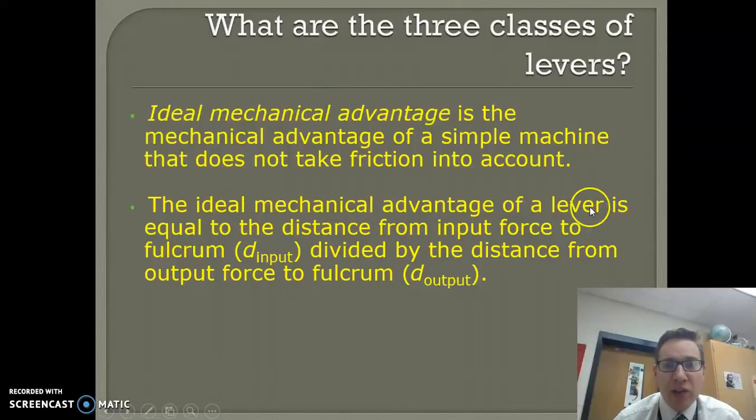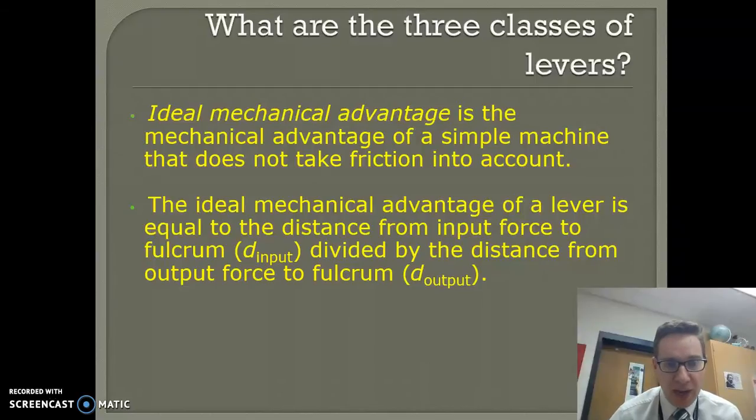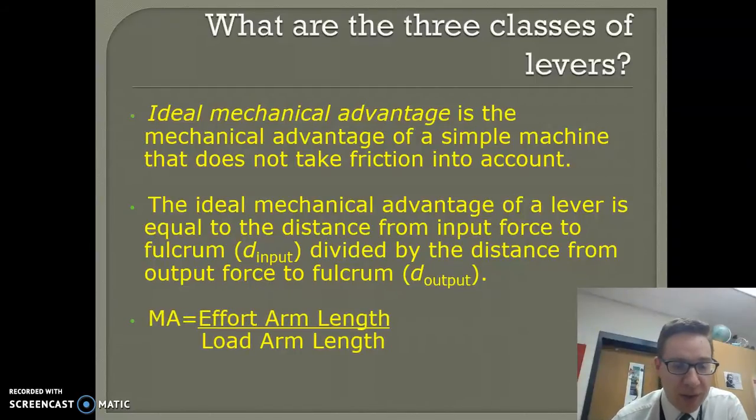The ideal mechanical advantage of a lever is equal to the distance from the input to the fulcrum divided by the distance from the output to the fulcrum. So it's from the input force to the fulcrum divided by the output force to the fulcrum. Here's our mechanical advantage formula for a lever: effort arm length divided by load arm length.